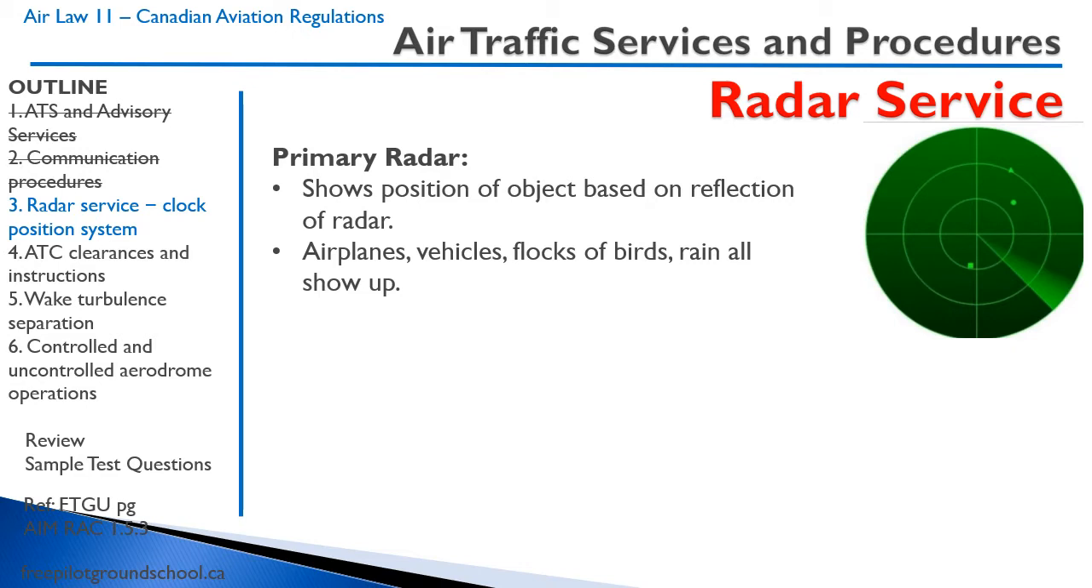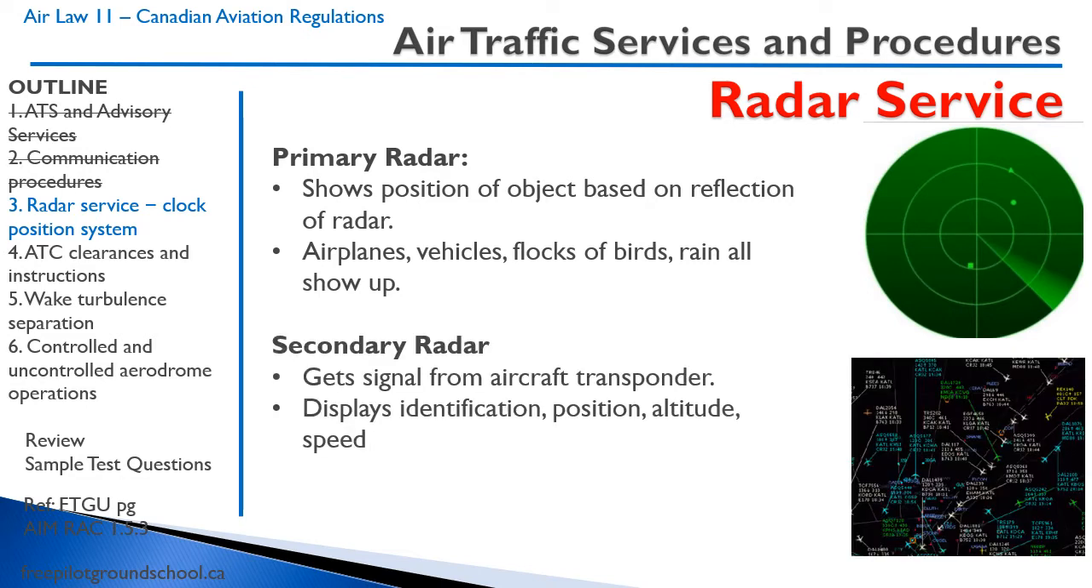It's just a sweep, and as you can see here, it's kind of a little cartoon or graphic. But not only aircraft will show up, sometimes you'll have large flocks of geese show up as well. Sometimes rain and thunderstorms will show up on this radar. And then we have secondary radar, and secondary radar gets a signal from the aircraft transponder. It displays the aircraft identification, position, altitude, and speed.